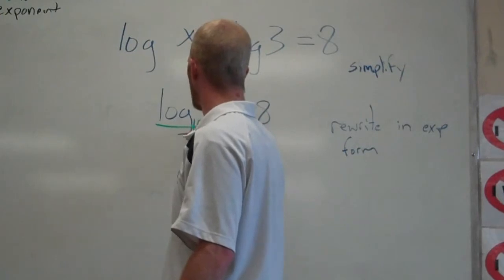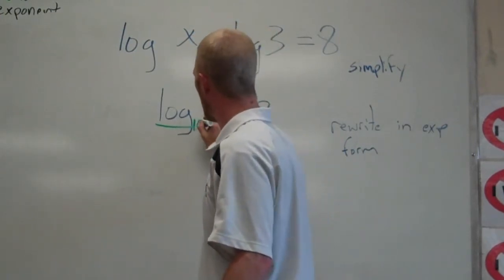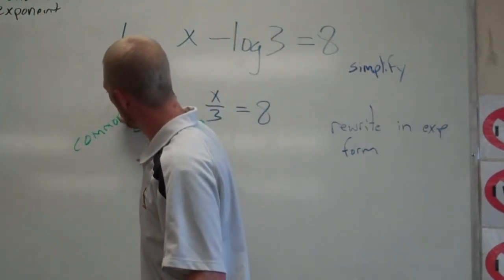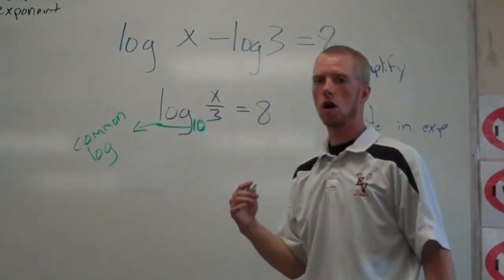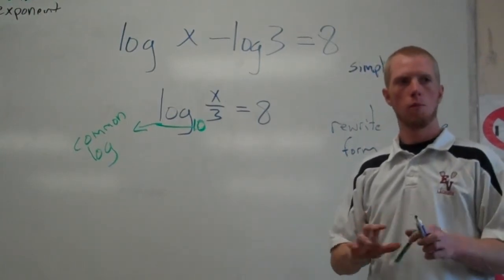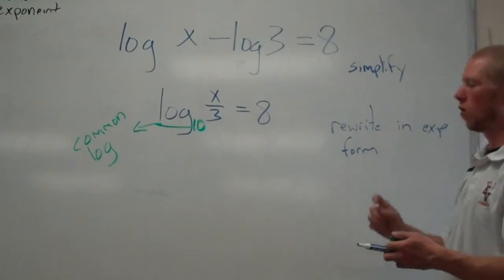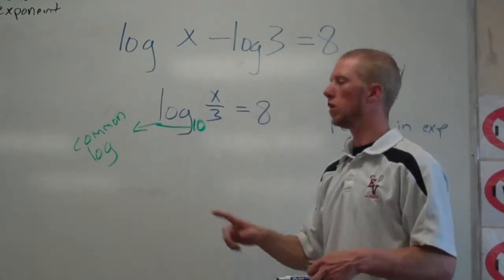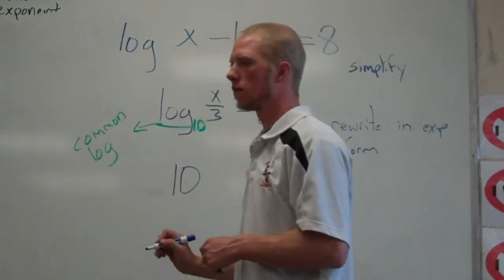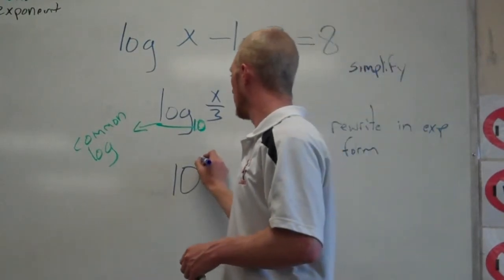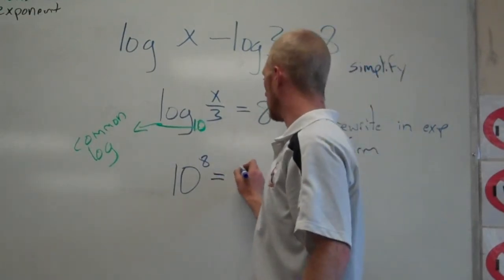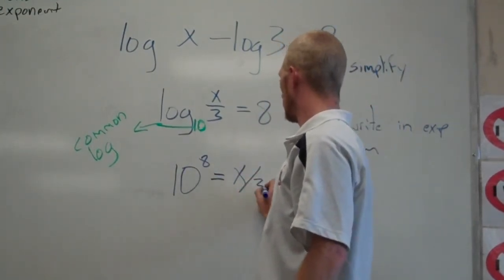This whole piece right here, log base 10, is called the common log. It's called the common log because we don't have to write the base. But in order to rewrite it in exponential form, I need to know what the base is, because the base of the logarithm becomes the base of my exponent. So I have 10 to the 8th. Remember, the exponent is over on this side, equals x divided by 3.